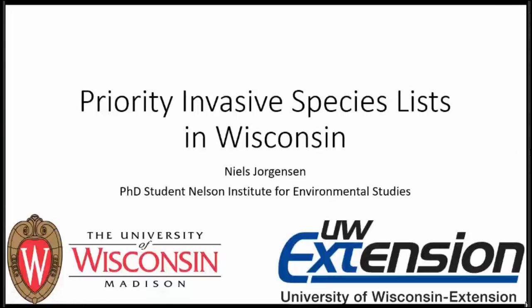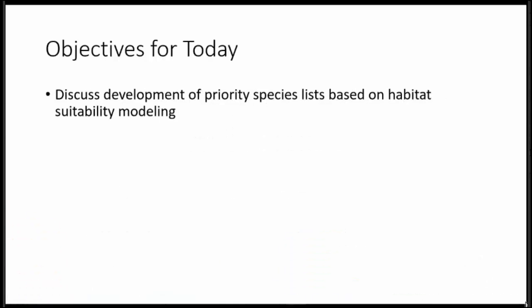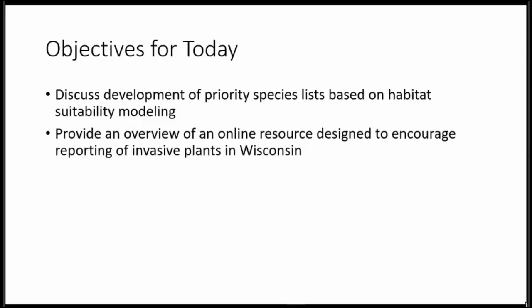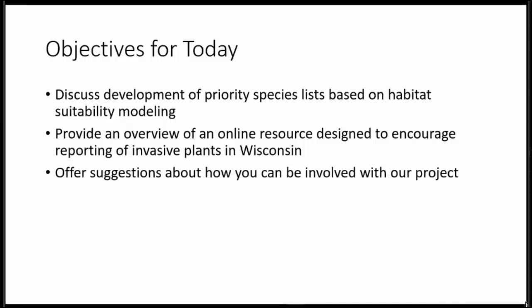I'm actually going to play off of some of the things that Alicia started off with, talking about her dissertation. So a couple of objectives for the day. I want to discuss the development of priority species lists, and we're specifically talking about plants here, and that's based on the process of habitat suitability modeling that Alicia actually presented on as well. And then I want to provide an overview of an online resource, maybe some of you had seen it last year, called an Esri Story Map, that was designed to encourage reporting of invasive plants across the state. And then offer some suggestions about how you can be involved with our project.